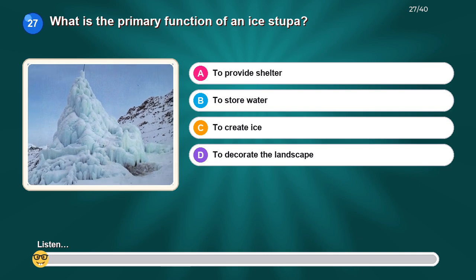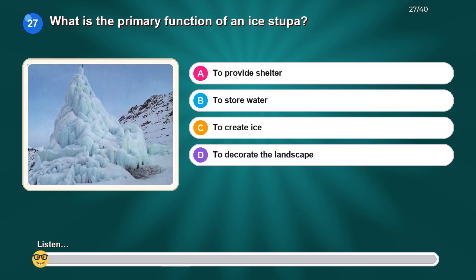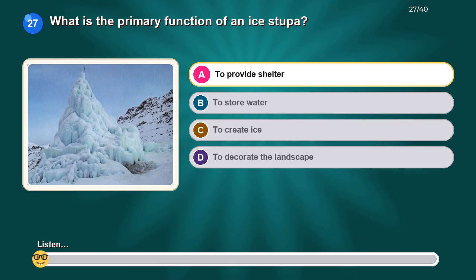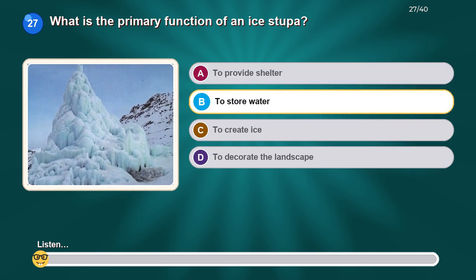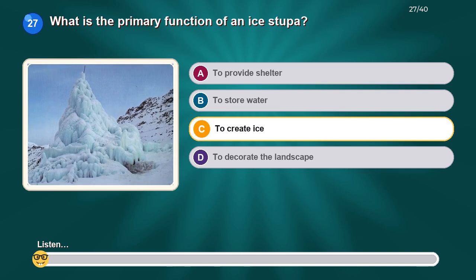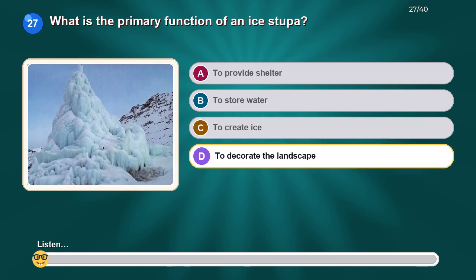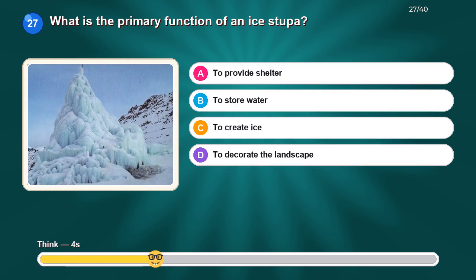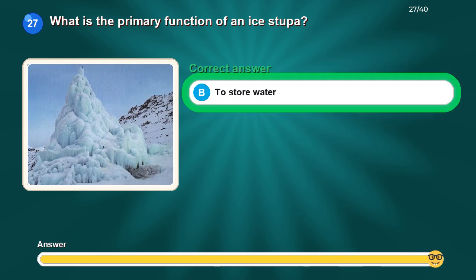What is the primary function of an ice stupa? Option A, to provide shelter. Option B, to store water. Option C, to create ice. Option D, to decorate the landscape. The correct answer is, to store water.